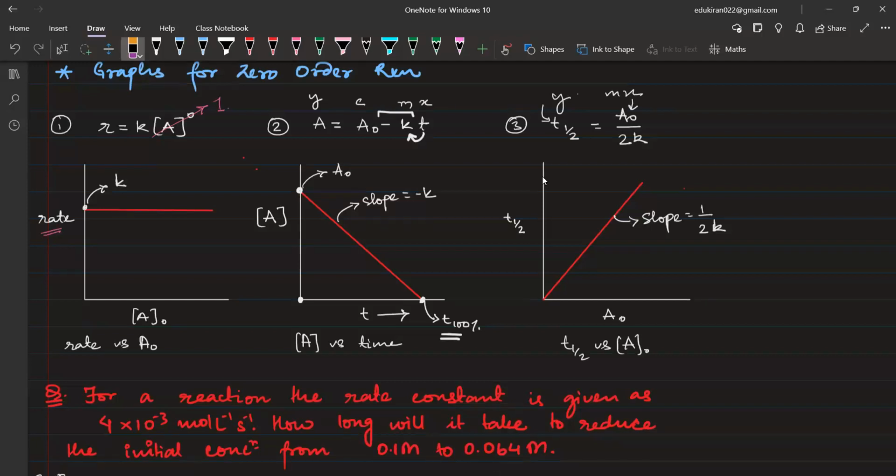For a reaction, the rate constant is given as 4 into 10 to the power minus 3. How long will it take to reduce the initial concentration from 0.1 molar to 0.064 molar? Please write this down, solve it.